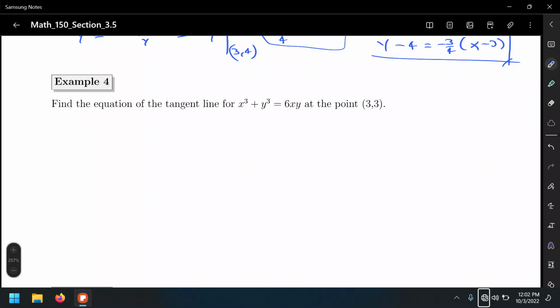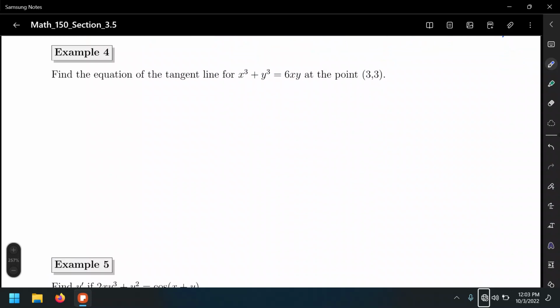So what's 3 cubed? That's 3 cubed plus 3 cubed, and 6 times 3 times 3. Well, that's 3 cubed, which is 27, and plus 27, that's 54. And this is 3 times 3, which is 9, 6 times 9, that's 54 also. So indeed, this point is on the graph of the given equation. So let's go about the implicit differentiation part.